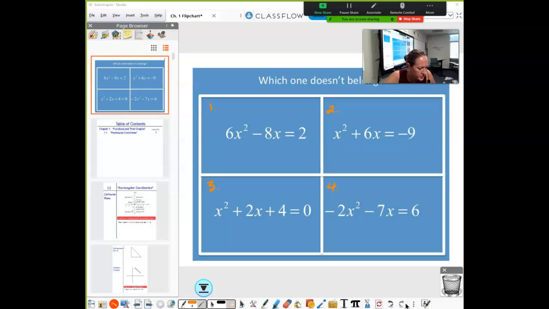But breakout room number 3, Brian, Ian, Josh, Paul, whoever your spokesperson is, do you have a reason why 1 or 2 does not belong?